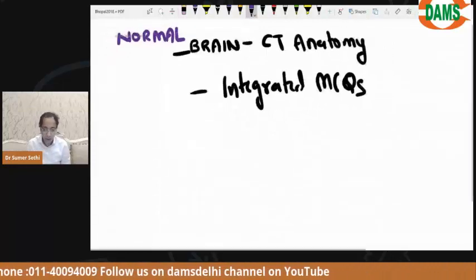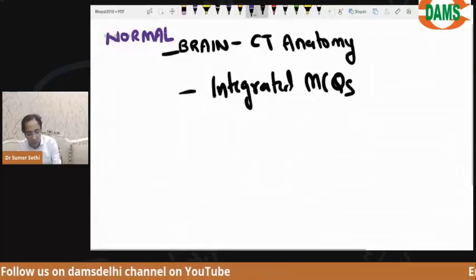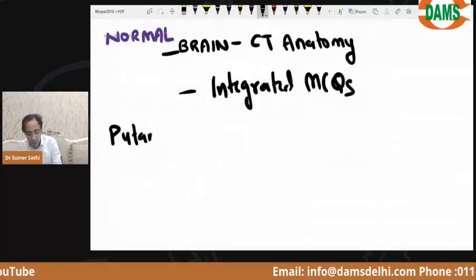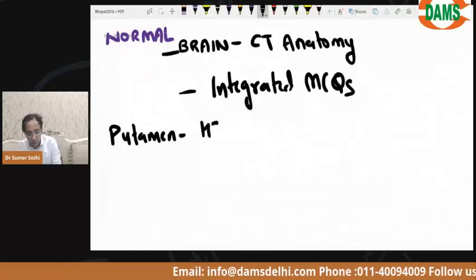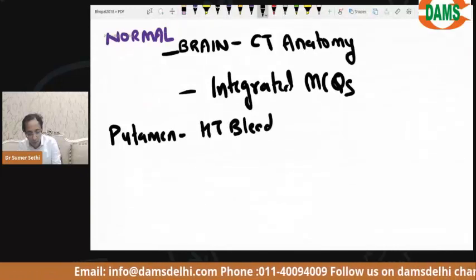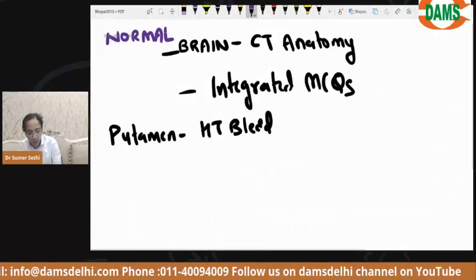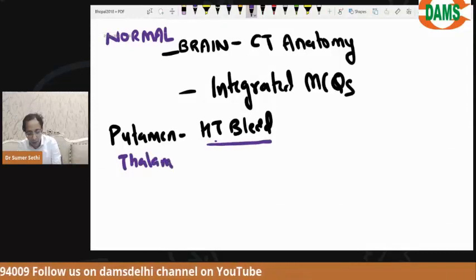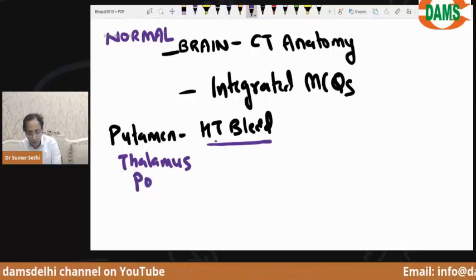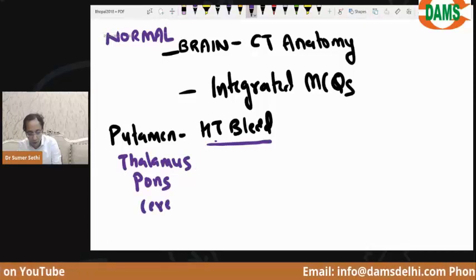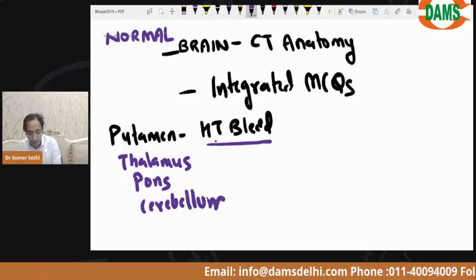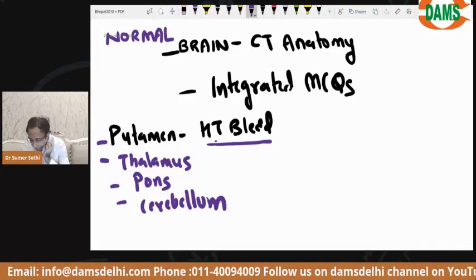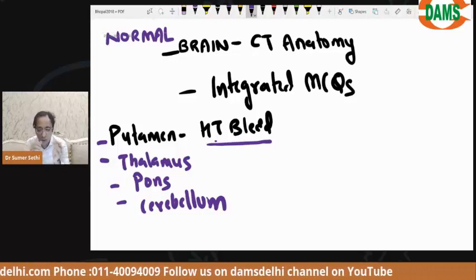Now, some of you were asking me in the break, sir, if putamen is the place where you have the hypertensive bleed most commonly, what are the other sites where you can have hypertensive bleed? Thalamus, pons, cerebellum. These are the places where typically you will see hypertensive bleed.